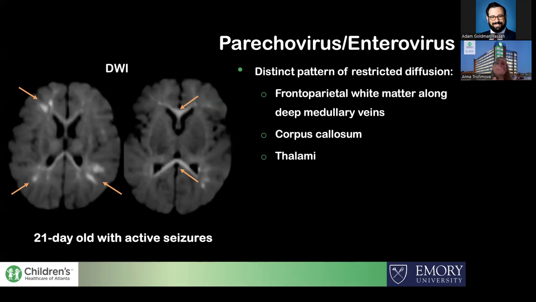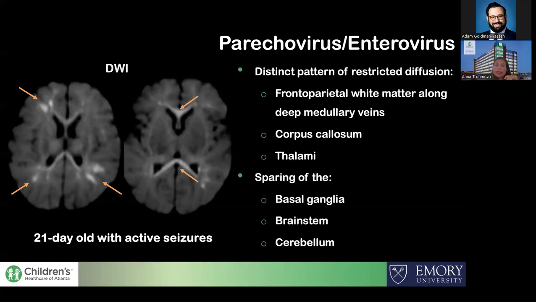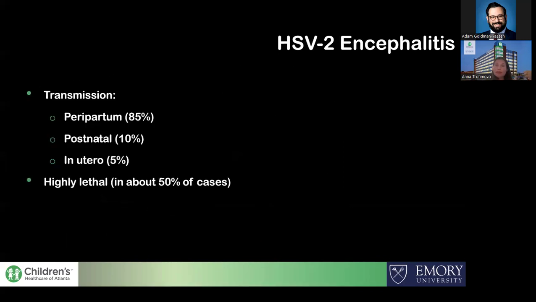However, when we're looking at the MRI appearance of encephalitis related to these viruses, they have a very distinct pattern of restricted diffusion, which characteristically likes to involve frontoparietal white matter along the course of the deep medullary veins, as well as involvement of the corpus callosum and thalami, as we can appreciate in this case. And usually, for some reason, these viruses tend to spare the basal ganglia, brainstem, and cerebellum.